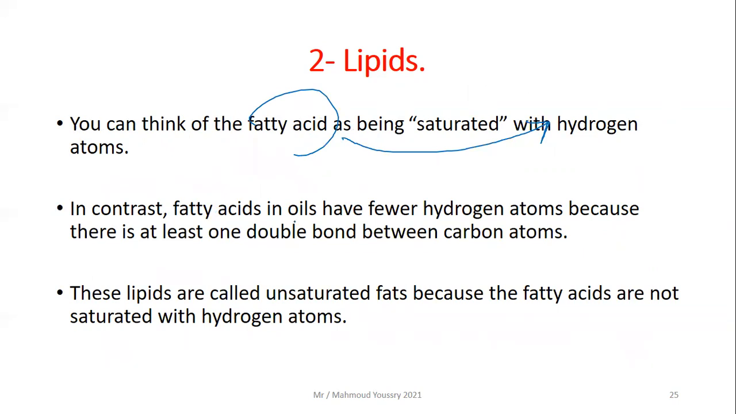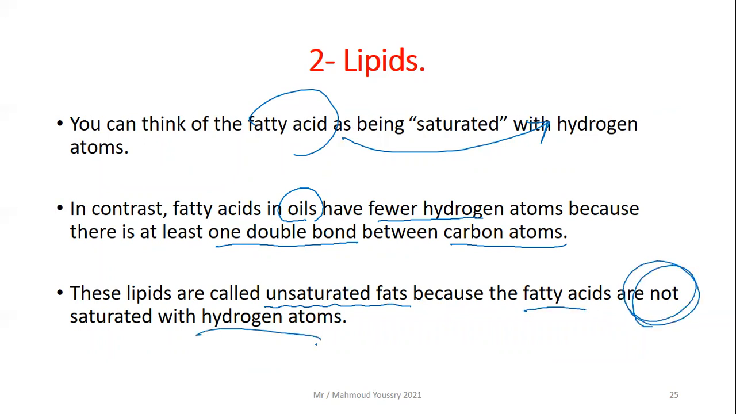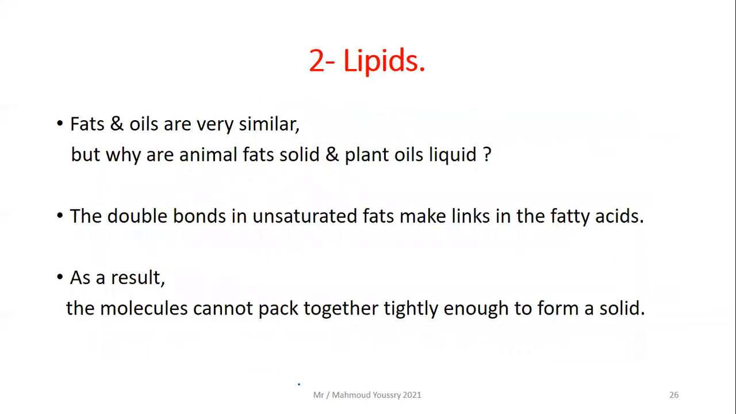In contrast, the fatty acids in oils have fewer hydrogen atoms because there is at least one double bond between carbon atoms. These lipids are called unsaturated fats because the fatty acids are not fully saturated with hydrogen atoms. Actually, fats and oils are similar to each other.